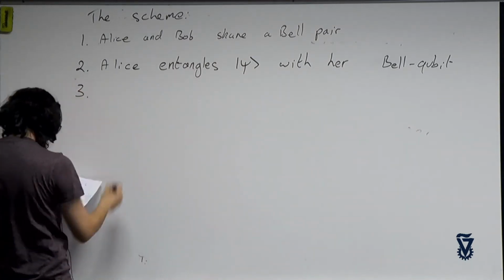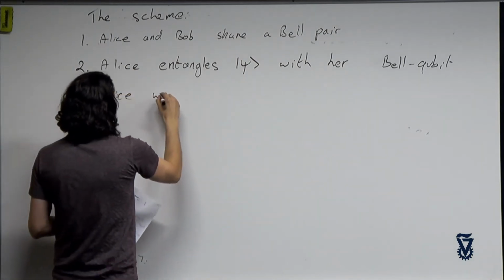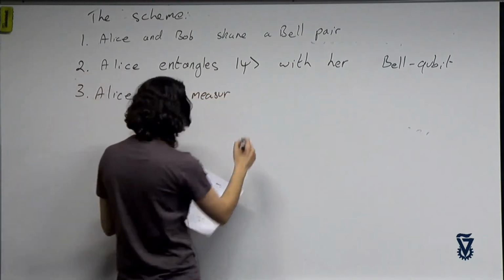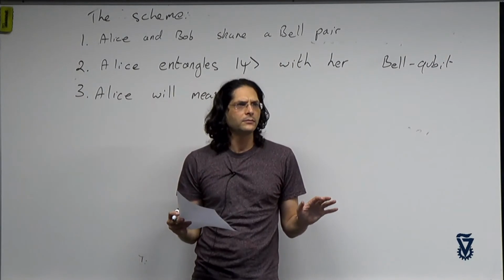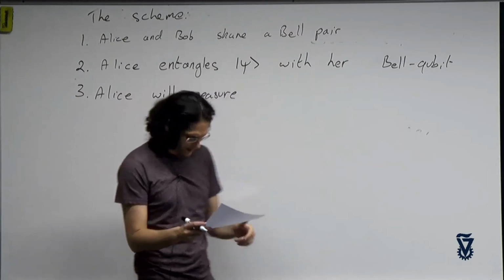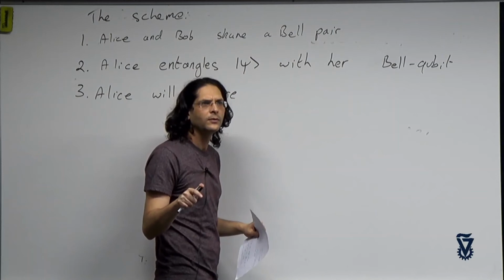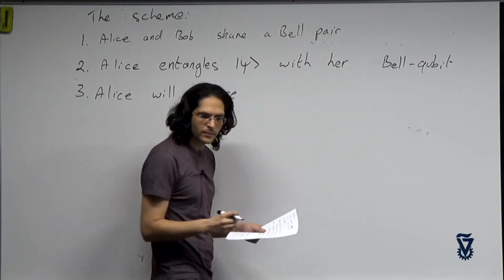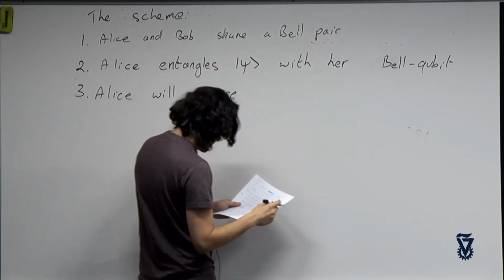The third thing that will happen is Alice will measure. She's going to measure her qubit and her Bell pair qubit. So she's going to get 2 bits of information, one from her qubit and one from her Bell pair. And then what will she do? Anyone? Pick up the phone. Tell him the result. She will pick up the phone. That's what I said. Yep. She's going to pick up the phone.